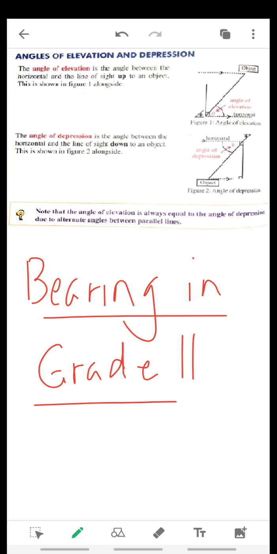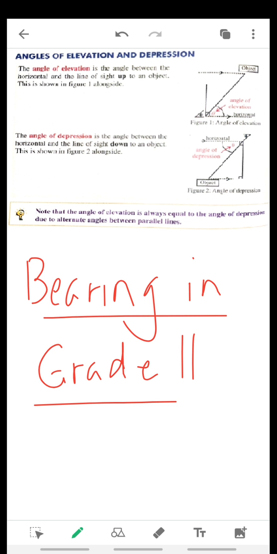Okay, quickly, what's an angle of elevation? Angle of elevation is the angle between your horizontal and the line of sight up to the object. Then what is the angle of depression? It is the angle between the horizontal and the line of sight down to the object. Okay, so when we talk about elevation, we look up. When we talk about depression, we look down.